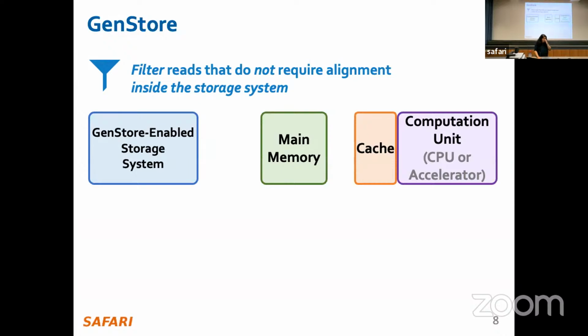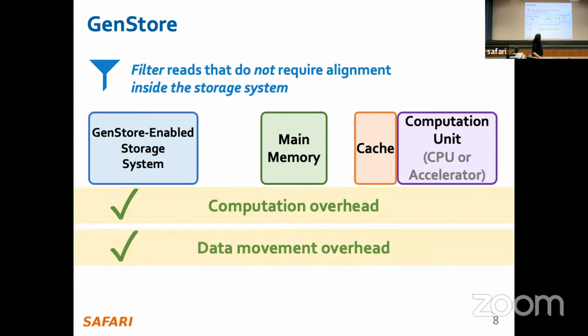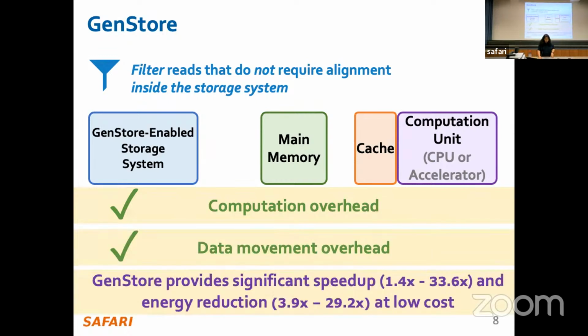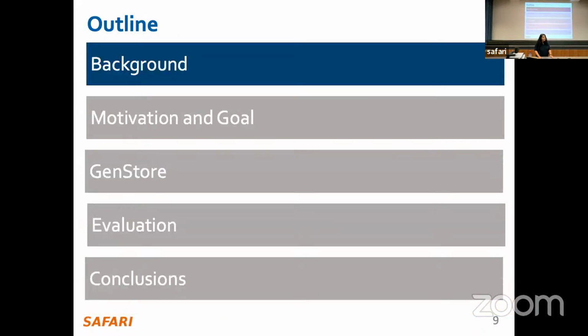And in this work, by addressing these challenges, we propose GenStore, which is the first in-storage processing system designed for genome sequence analysis, and that addresses both the computation overhead and data movement overhead from storage. And it provides high performance and energy benefits compared to state-of-the-art software or hardware read mappers. So that was the overview of my talk.